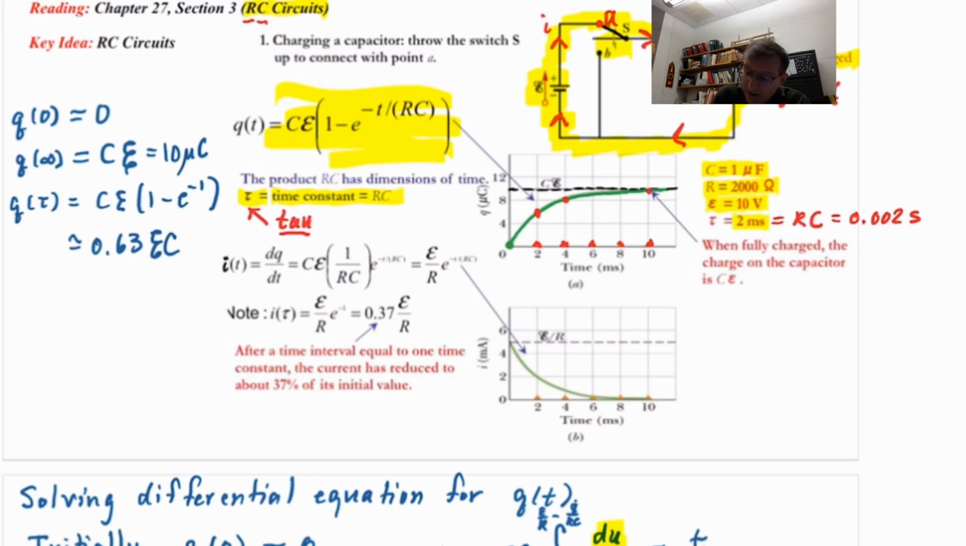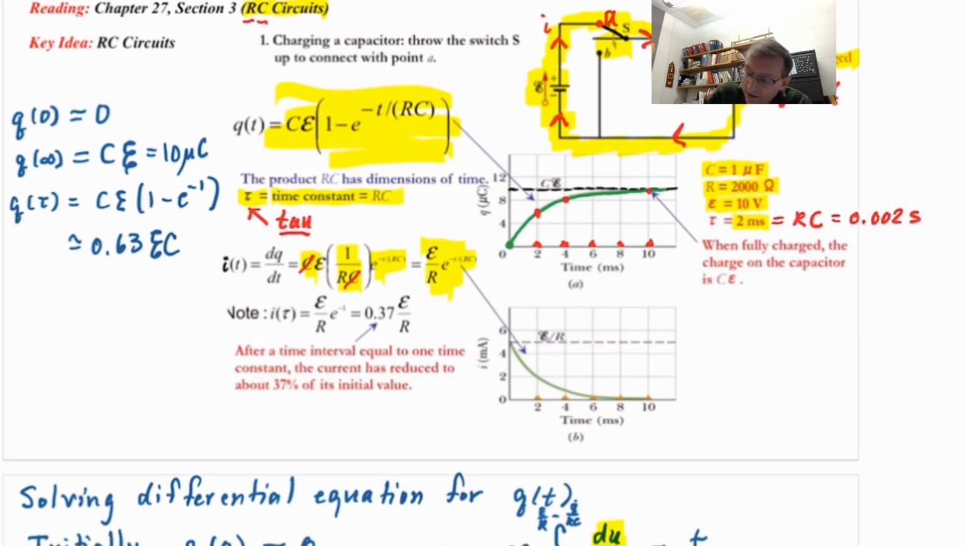When you take dq dt, you'll get C times E, and then from the E exponential, you think of that as e to the blob. You'll have e to the blob times the derivative of the blob with respect to t. That'll leave you e to the minus t over RC, that may be hard to see, and then a 1 over RC, and the factors of C cancel, and you're left with curly E over R times e to the minus t over RC.